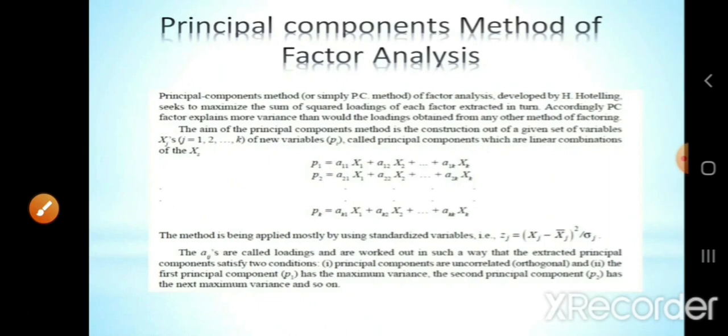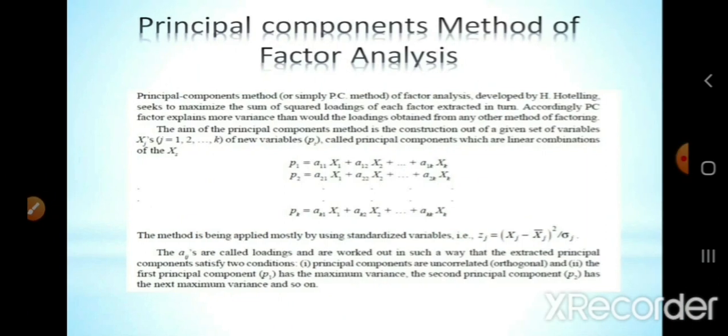So this is how we have calculated all the required data for the centroid factor analysis method. Now the researchers can interpret the result based on this analysis. So this was all about the centroid factor analysis method.